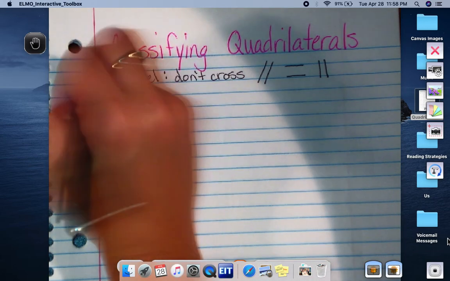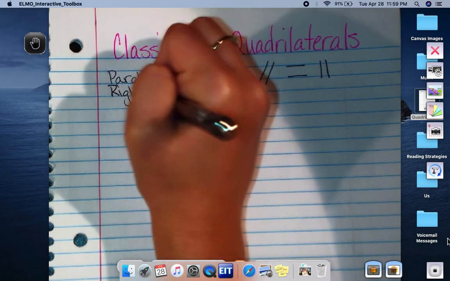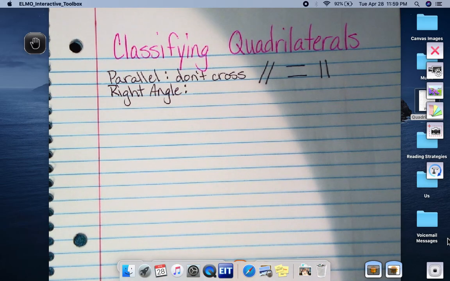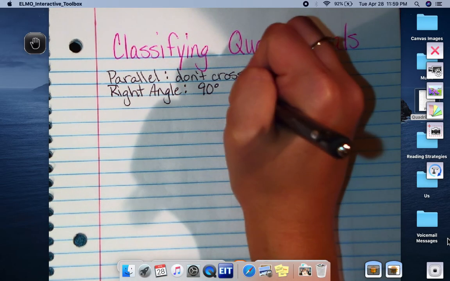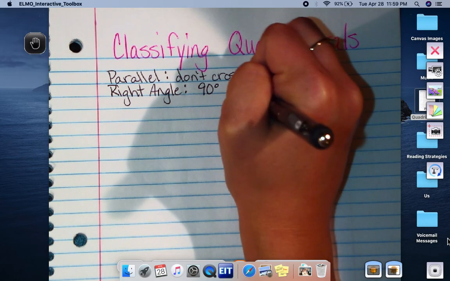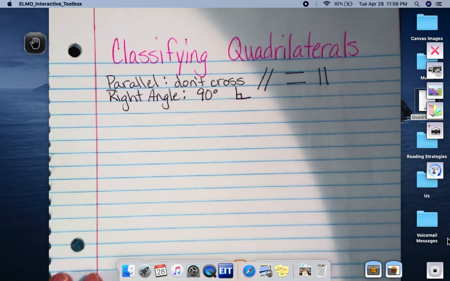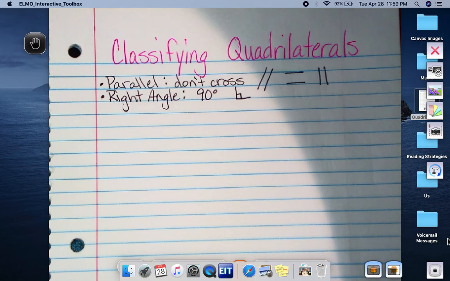Also, before we get into those shapes, let's remember what a right angle looks like. A right angle is exactly 90 degrees. It looks like that perfect L, that perfect square corner. So we need to keep these things in mind for us to classify our quadrilaterals.